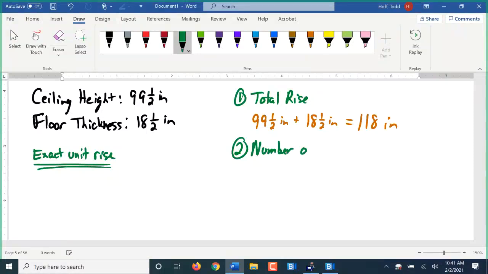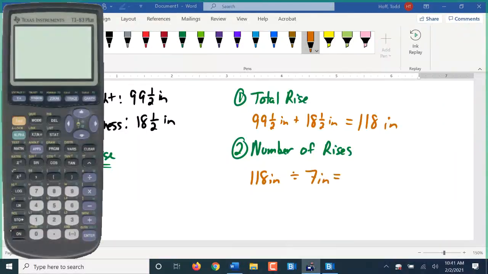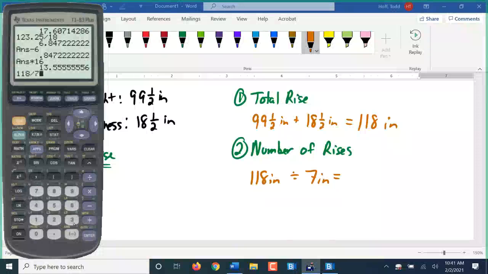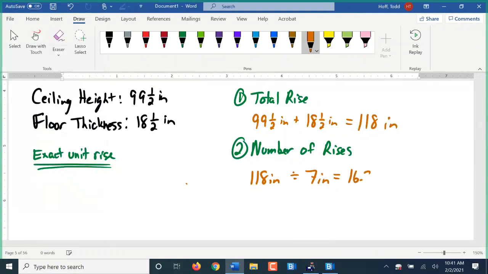Next, you find the number of rises, which is going to be our total rise, 118 inches, divided by that estimated rise of 7 inches each. 118 divided by 7 gives us 16.857. Again, we're going to round up so that we make sure that our unit rise is smaller. We use 17 rises.